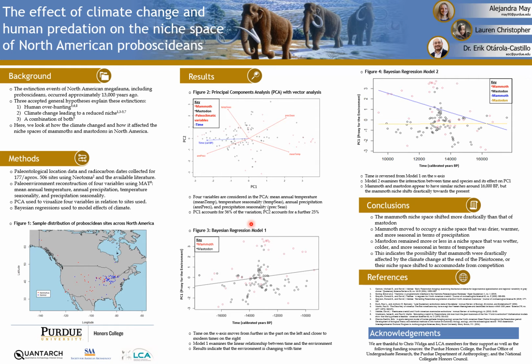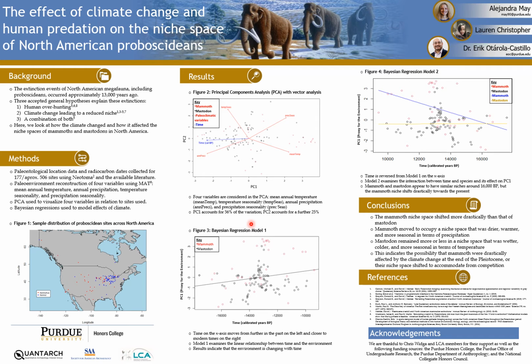Our paleoclimatic variables included temperature and precipitation seasonality, mean annual temperature, and annual precipitation. Here, PC1 accounts for approximately 56% of the variation, while PC2 accounts for a further 25%. The blue vector shows the direction and magnitude of time, however, it was not used to construct the PCA model. Instead, it shows the relationship of time in the model.